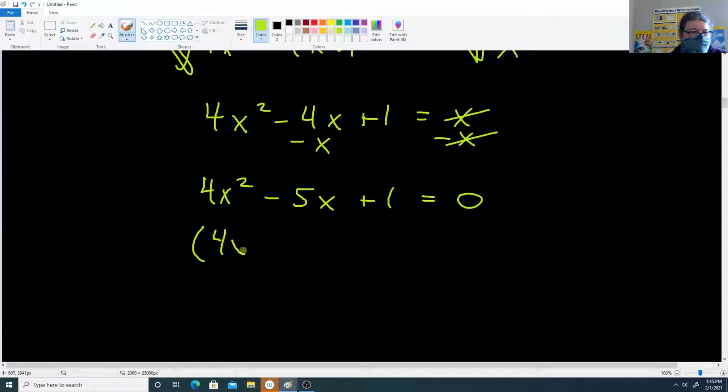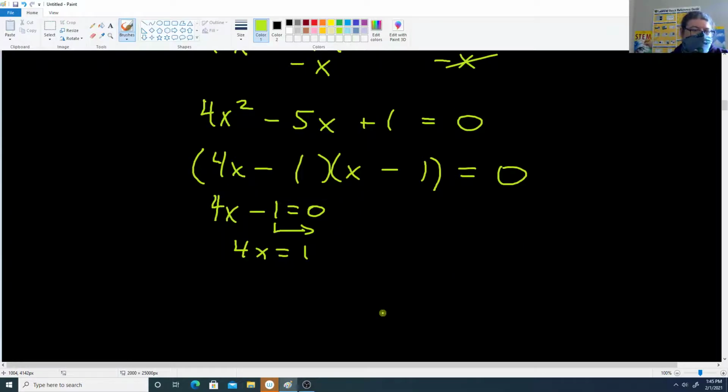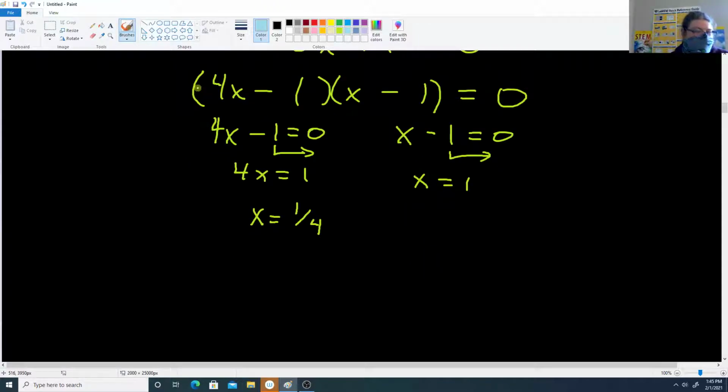This factors as 4x minus 1 times x minus 1, since 1 and 1, minus and minus. So 4x minus 1 is 0. It says 4x is 1. Divide the 4 across, says x is a fourth. Or x minus 1 is 0, says x equals 1. So we're ready to check.